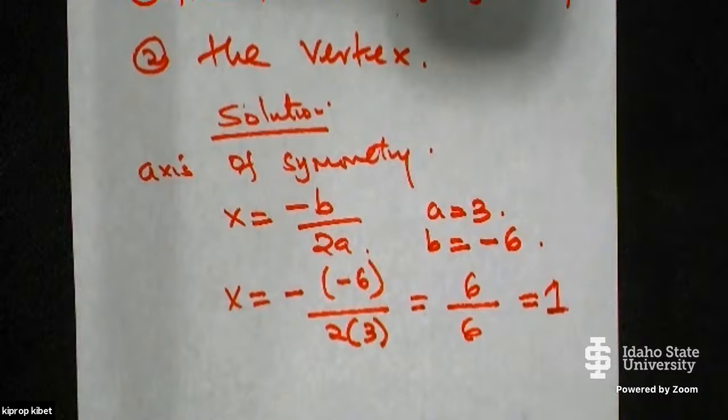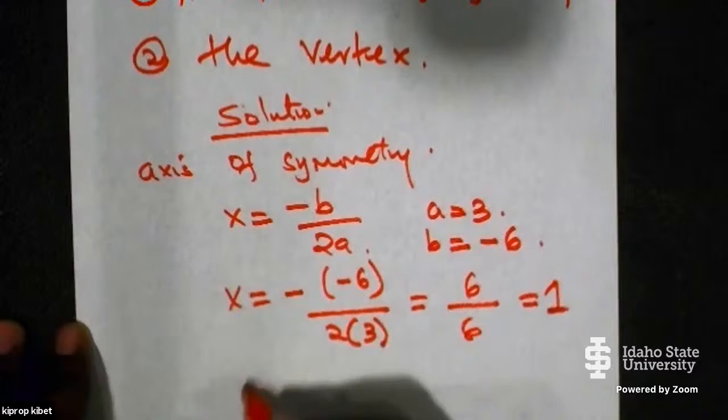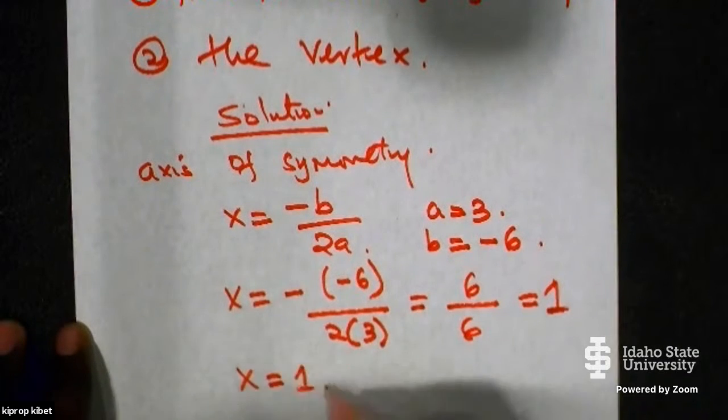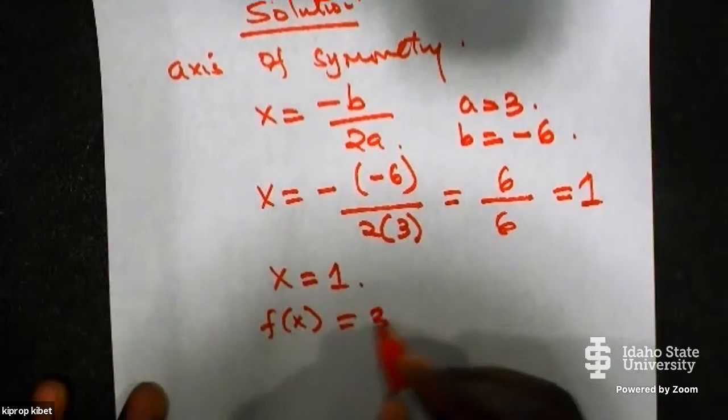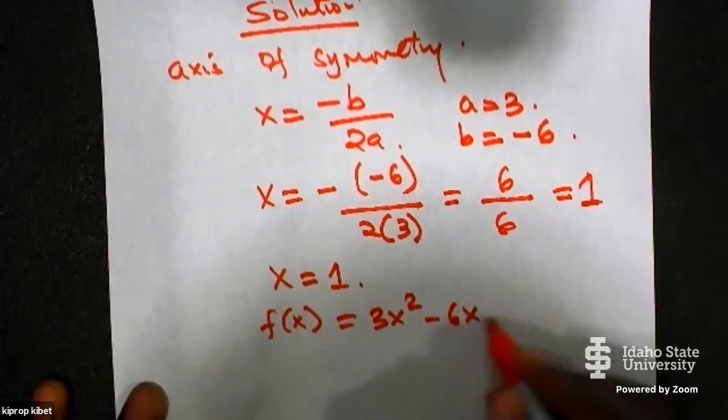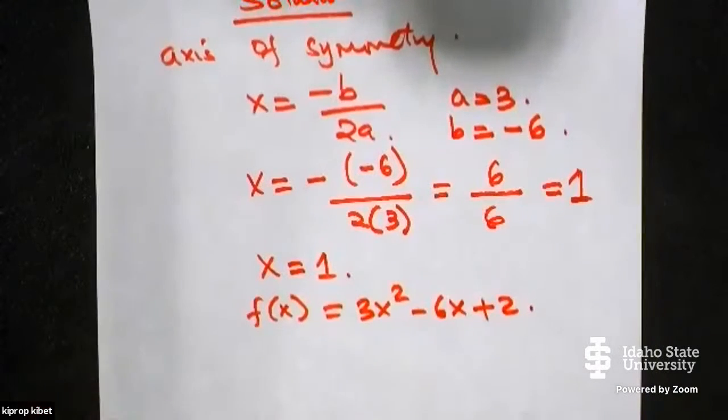Now, how should we get the vertex? The vertex, we say, is a point on the axis of symmetry, x equals minus b all over 2a. Now we know x equals 1, and we know our function f of x equals 3x squared minus 6x plus 2.